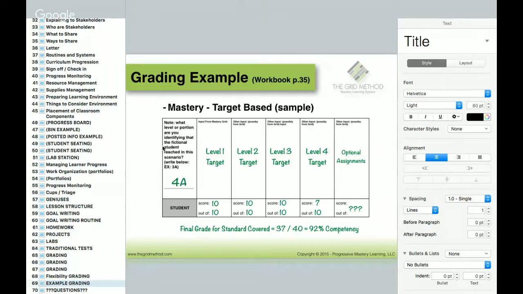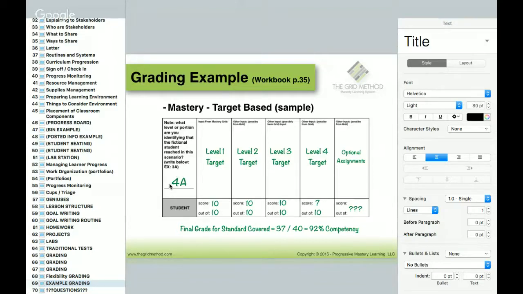So if you look on your screen right now, hopefully you can see this example. This would be an example of if you have 4 separate targets. When I say level 1 target, I mean the level 1 target that would be to the left of all the assignments in level 1 on the grid. Are you with me? Yes. Okay, I'm just making sure. So let's say that the student on the grid would reach level 4A.